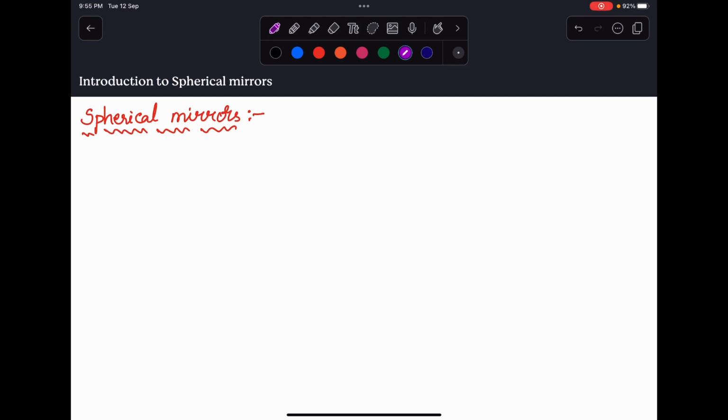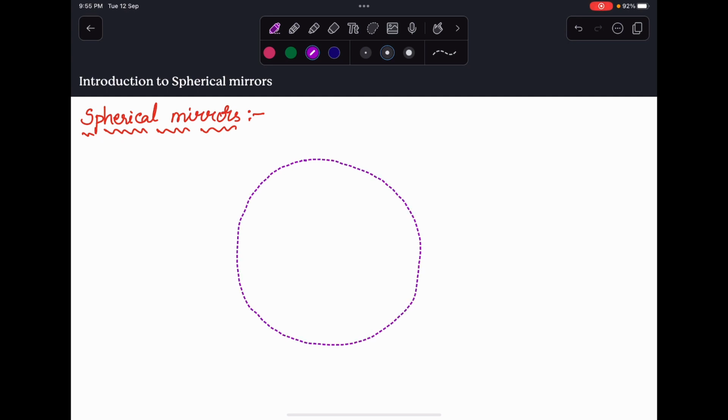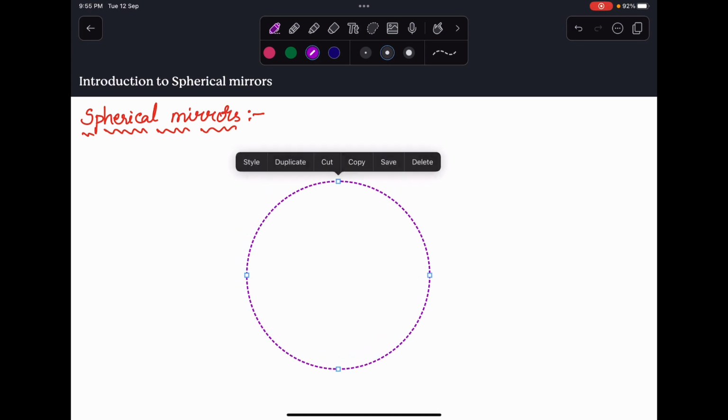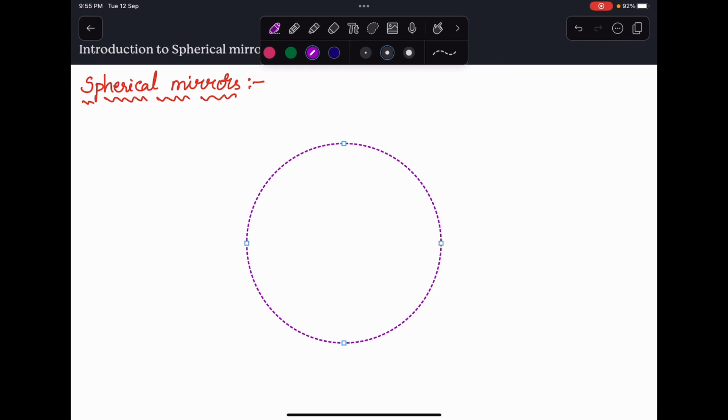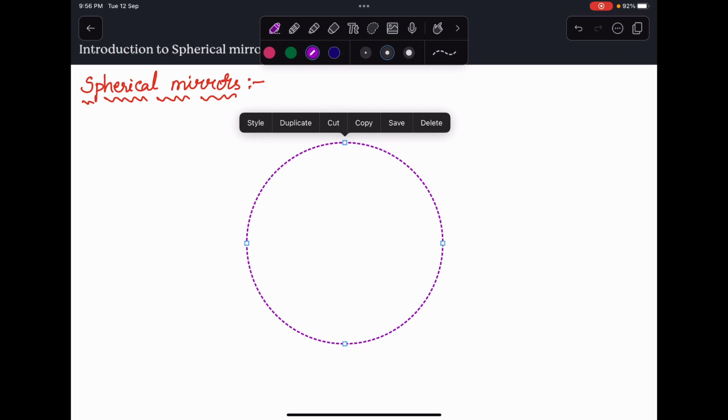So assume that you are having a hollow spherical glass sphere. Assume it is like this. Hollow spherical glass sphere. Glass means it is a transparent substance, and it is hollow, internally it is empty. And it is spherical, which is in the form of a sphere.